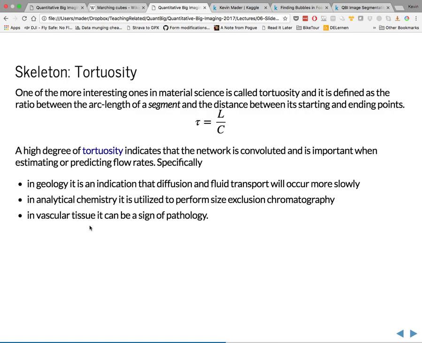In vascular tissue, it can be a sign of pathology. So if you have structures that are very errant and not in a straight line, that can be a sign that maybe they grew too quickly or maybe they're being caused by some sort of disease process.